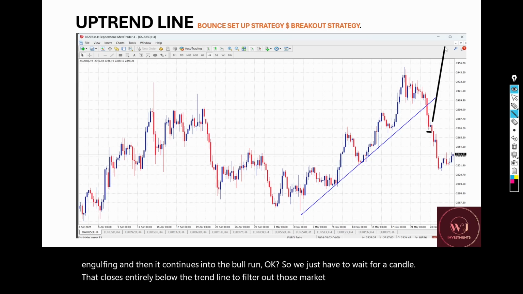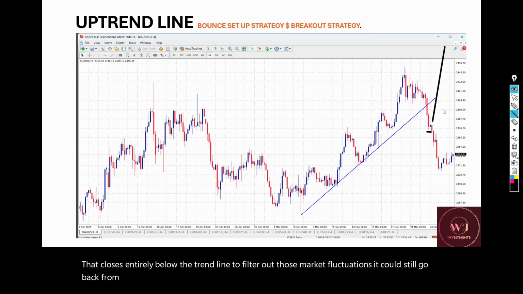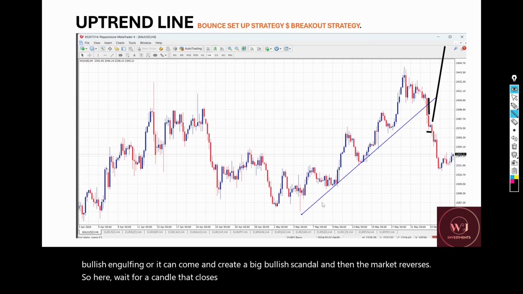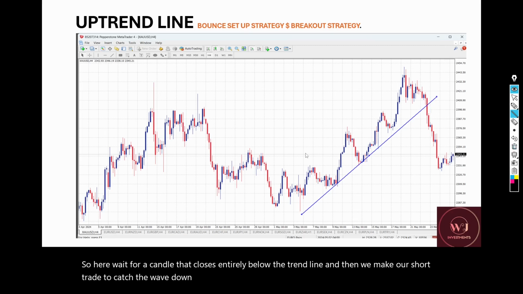It could still go back from here, but these are rare cases compared to where the market can come and make a bullish engulfing here, or it can come and create a big bullish candle and then the market reverses. So here, wait for a candle that closes entirely below the trend line, and then we make our short trade to catch the wave down.